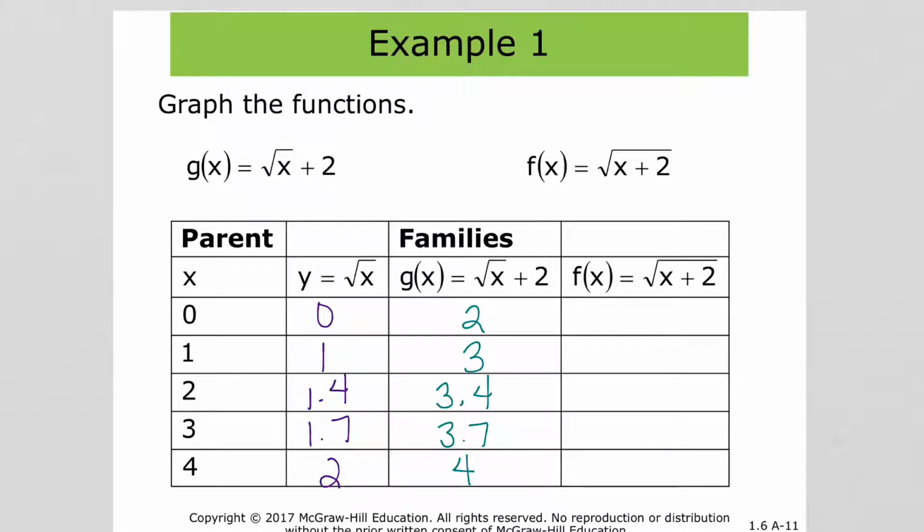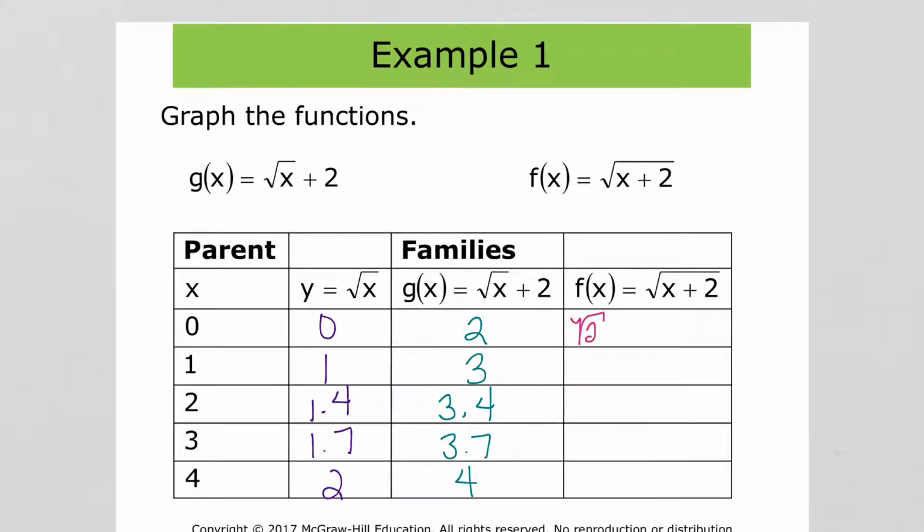So what's happening here is in g of x, we had said the square root of 0 was 0, and then added 2 to get 2. Well, now we say the square root of 0 plus 2, which is 2. That gives you the square root of 2, which is approximately 1.4. And then we say 1 plus 2 is 3. The square root of 3 is approximately 1.7. Then 2 plus 2 is 4. The square root of 4 is 2. 3 plus 2 is 5, and the square root of 5 is approximately 2.2. And then we have the square root of 6, approximately 2.4.